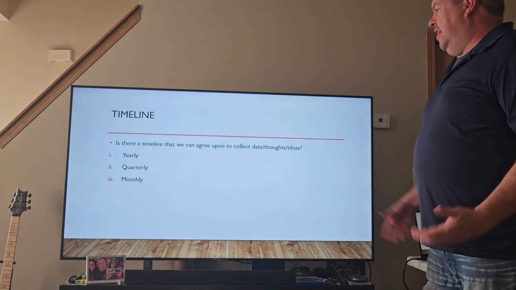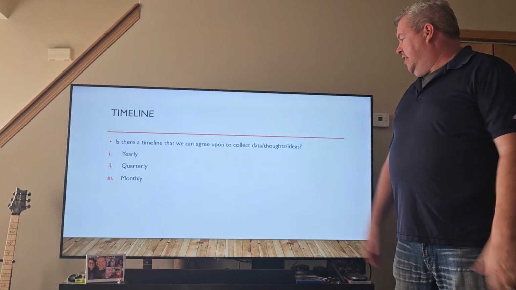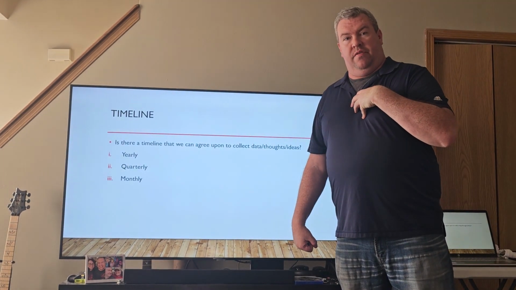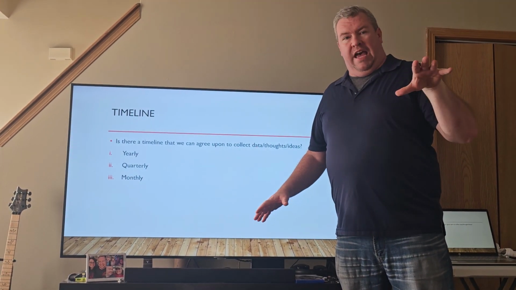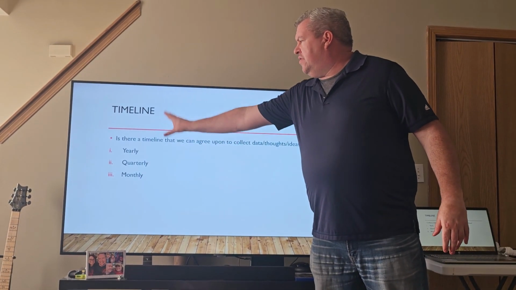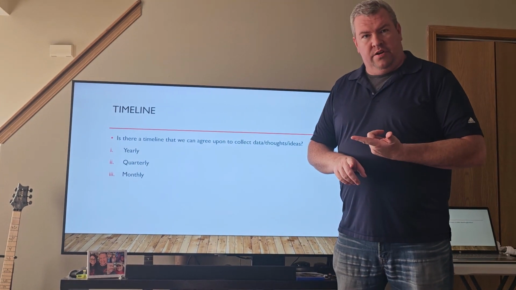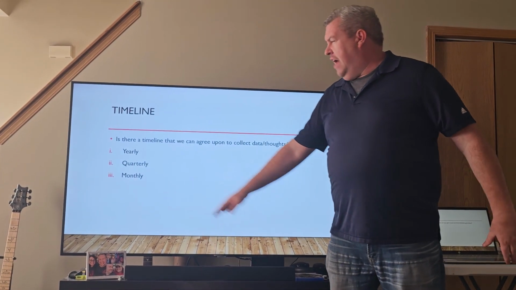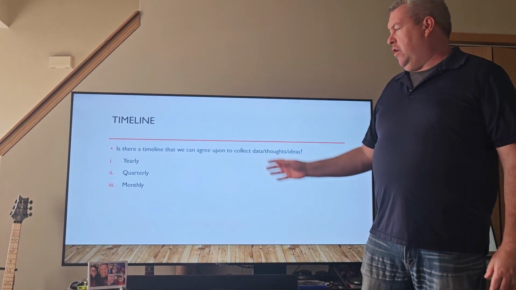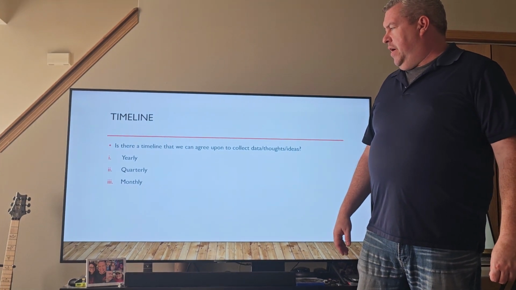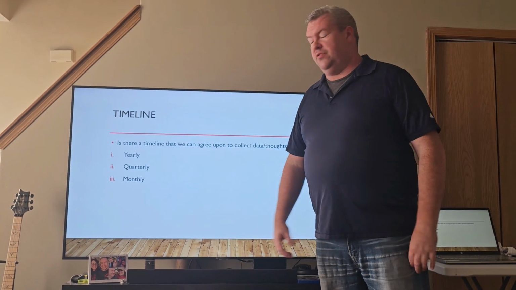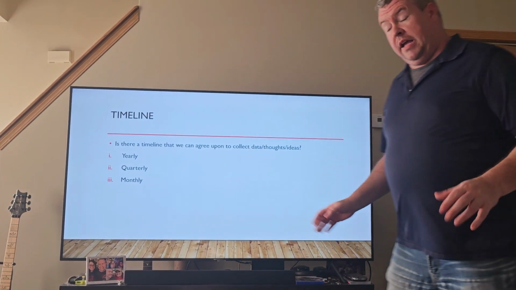Timeline. Is there a timeline that we can agree upon to collect the data, thoughts, and ideas? Personally, I know that since I've been a state of Missouri employee for 7 years, we have an online survey that we do. We actually do it quarterly. So we need to decide on a timeline. Should we do it yearly? Should we do it quarterly? Should we do it monthly? I think yearly is probably not enough. Monthly might be overkill. I actually probably agree with the state of Missouri about quarterly. It gives a little bit of time not to feel too rushed or not enough, if that makes sense. So we'll decide on a timeline and kind of go from there.